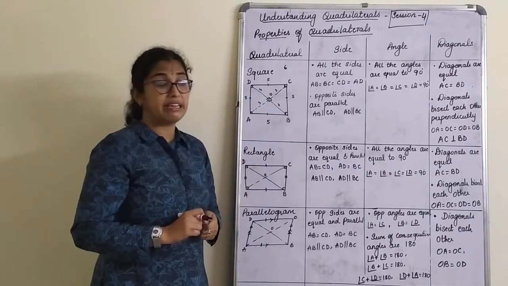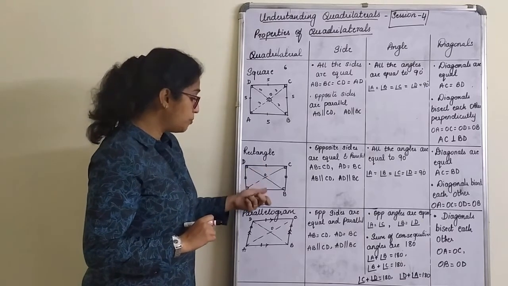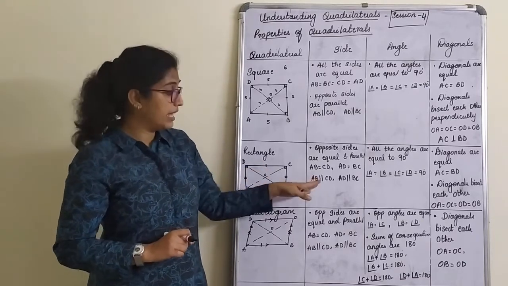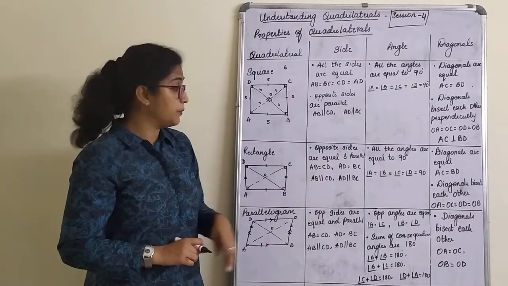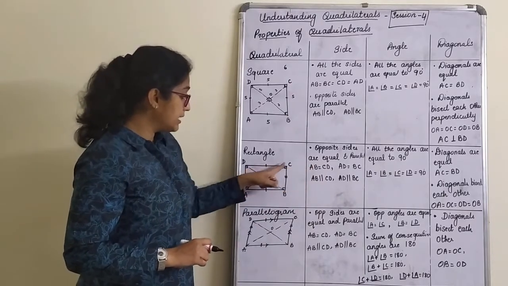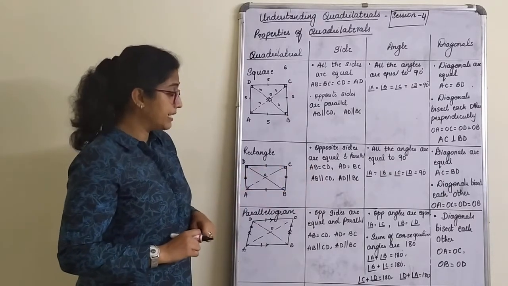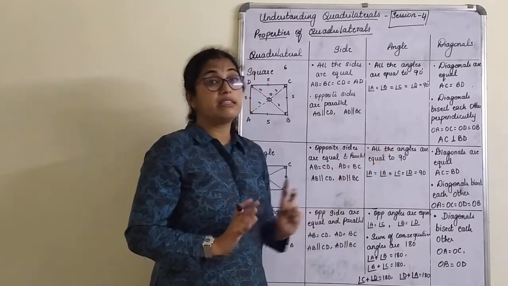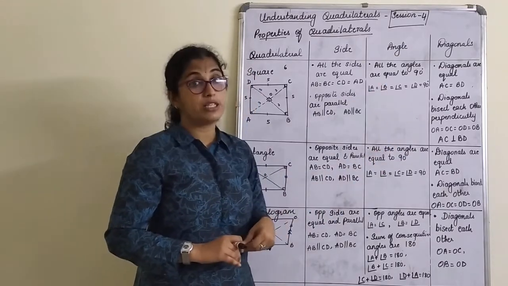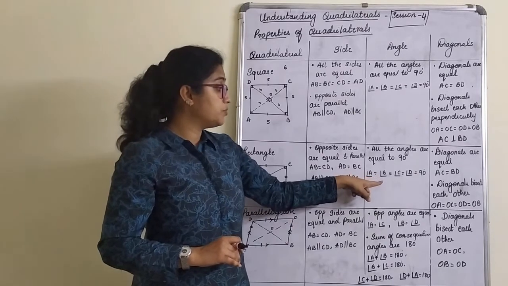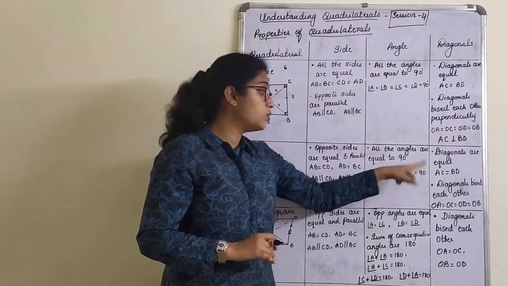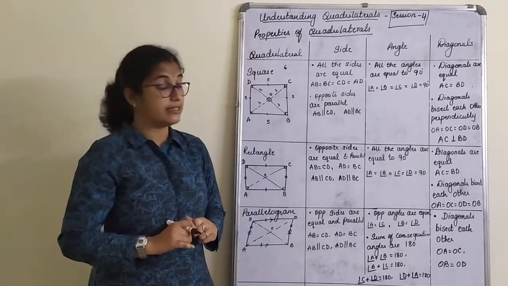Next we go to rectangle. We know that in rectangle opposite sides are equal and opposite sides are parallel. AB is equal to CD, BC is equal to AD. Next, all the angles are equal to 90 degree, same as square. Angle A is equal to B is equal to C is equal to D is equal to 90 degree.